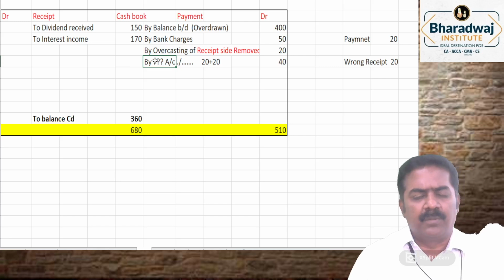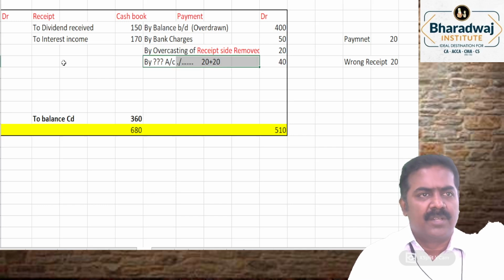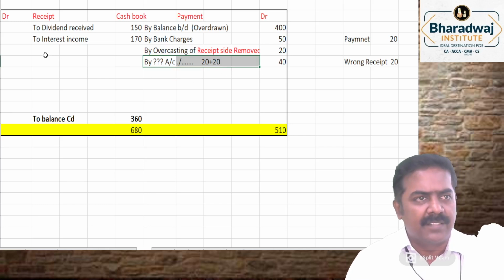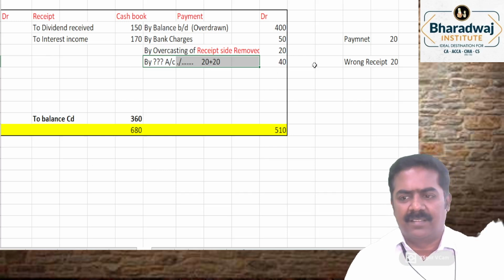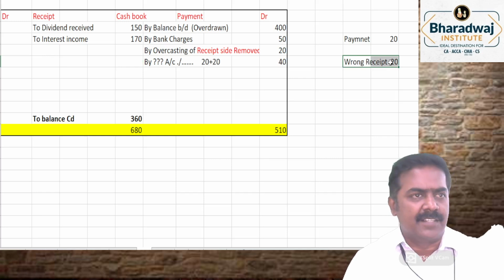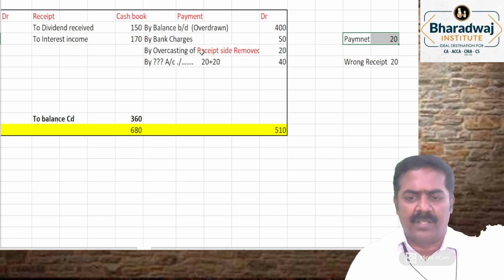எந்த சைடுல போட்டிருக்கணும்? எந்த சைடுல போட்டிருக்கோம்? ஸோ ரிசிப்ட்ல போட்டது ரிமூவ் பண்றதுக்கு ஒரு கிரெடிட், பேமெண்ட் போட வேண்டியதுக்கு ஒரு கிரெடிட். ஸோ 40. Wrongly recorded in receipt side, to remove that one credit, to put it in the correct side, one credit. Total how much? 40.